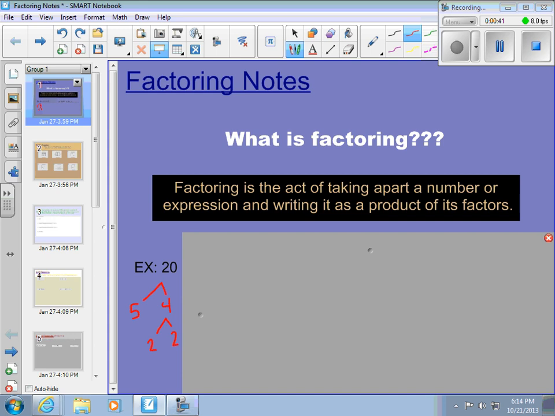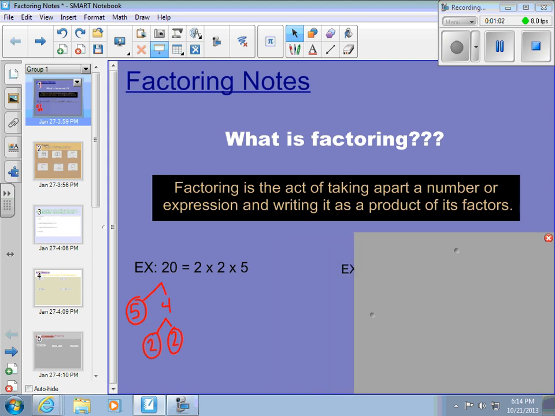So the smallest things that we can break this up into is 5, 2, and 2, because 2 is also a prime number, nothing else goes into it. So another way of writing 20 would be as 2 times 2 times 5. Those are its smaller factors that multiply to get 20. So that's factoring, breaking things up into its smaller things.